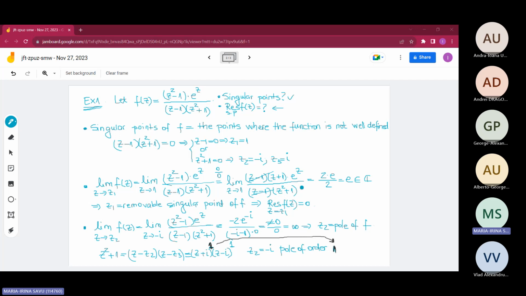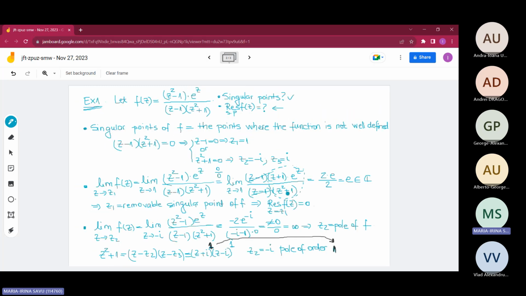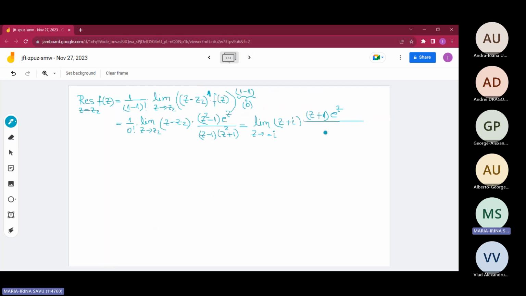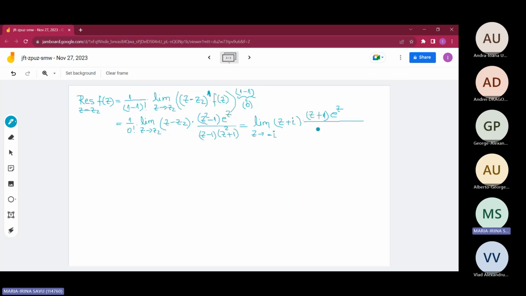So in order to make it easier to find the limit, you should use this expression, which is z plus 1 times e to the z over, and here you have z squared plus 1. But this z squared plus 1 must be written as a product in this way in order to have simplification between the z plus i here and the plus i from here. So I'm writing z plus i times z minus i, and this expression will be simplified.